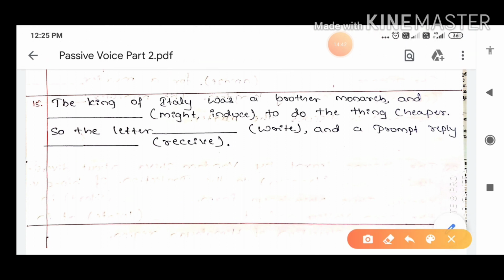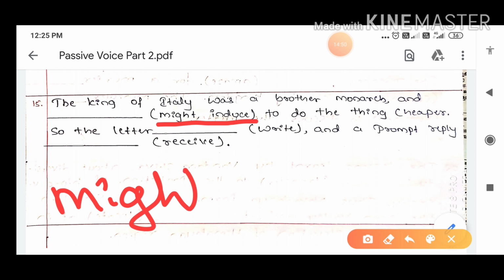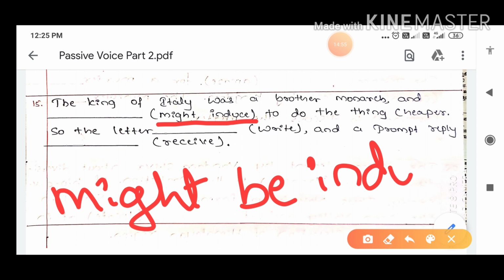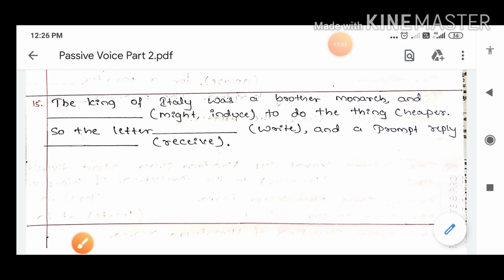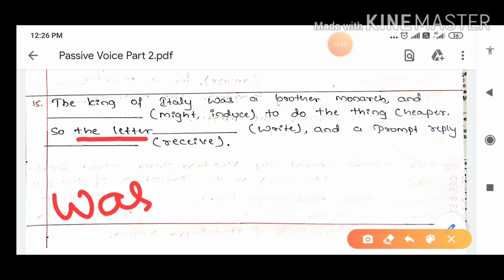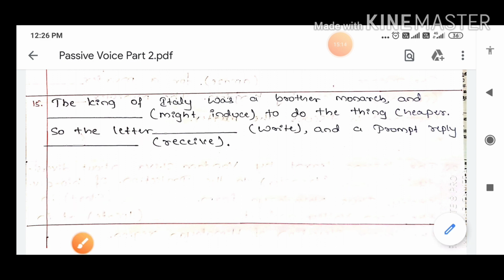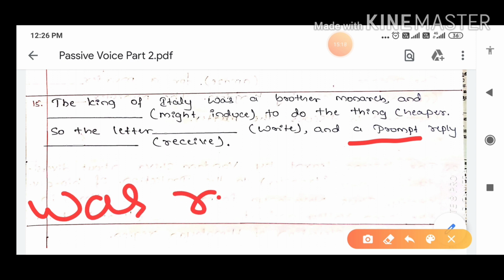The King of Italy was a brother monarch, and might and induce, 2 words are there. The first word, might, we keep it as it is, be, and V3 of induce is induced. He might be induced to do the thing cheaper. So the letter, it is a singular, was written, and a prompt, again it is a singular, reply was received.